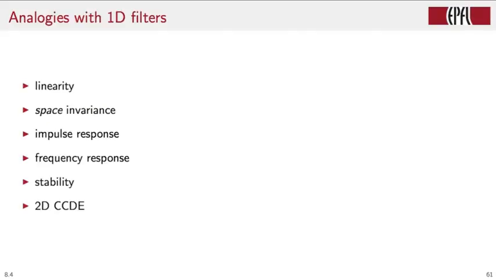A good starting point to define the filtering operation in the space of digital images is to extend the concept of 1D filtering to 2D. And the ideas that admit a natural extension to 2D are linearity, the concept of invariance, which in the case of images becomes space invariance rather than time invariance, the concept of impulse response and its transform, the frequency response, the concept of stability, and the concept of constant coefficient difference equations, which in this case will be two-dimensional. With these ingredients, we already have a fully functional filtering paradigm for 2D signals.